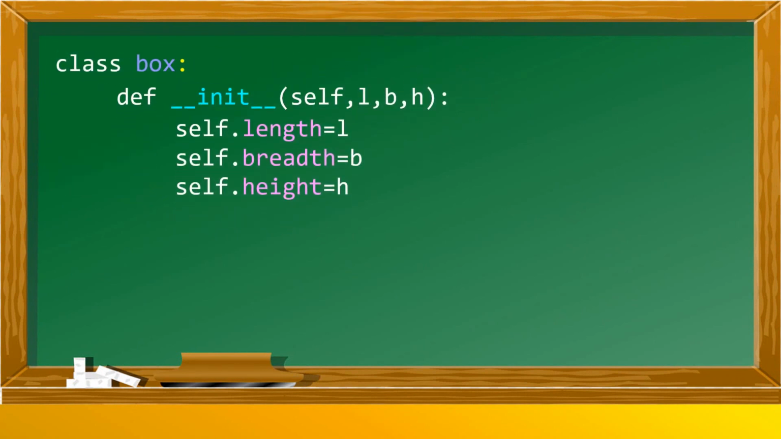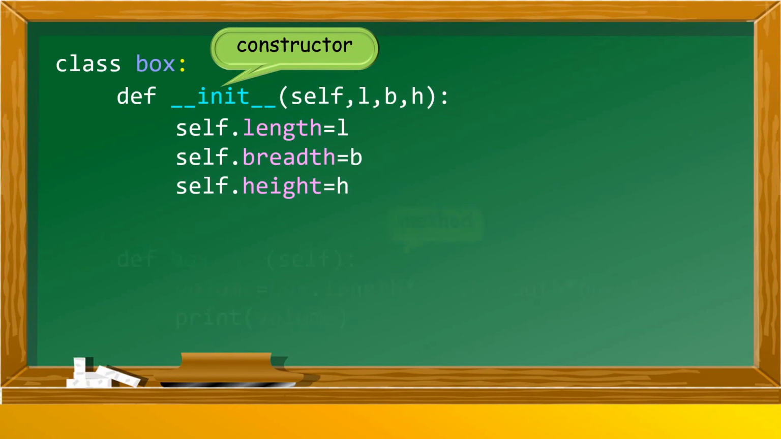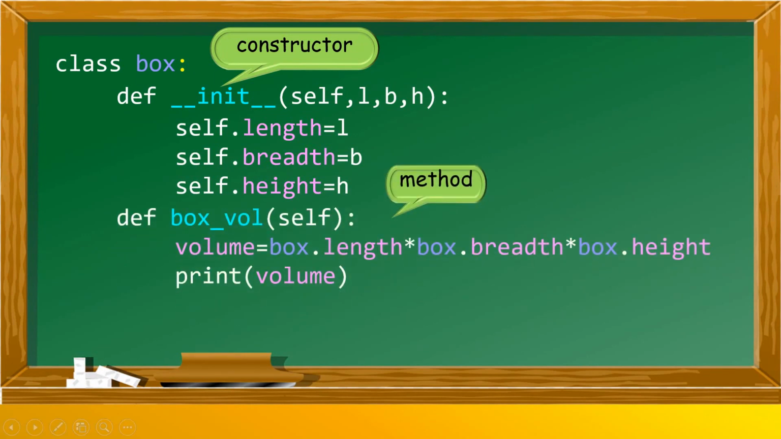Now, the method which I have created is called a constructor. Below the constructor, I will place the method which will find the volume of the box. Look at the statement here. volume = Box.length * Box.breadth * Box.height.